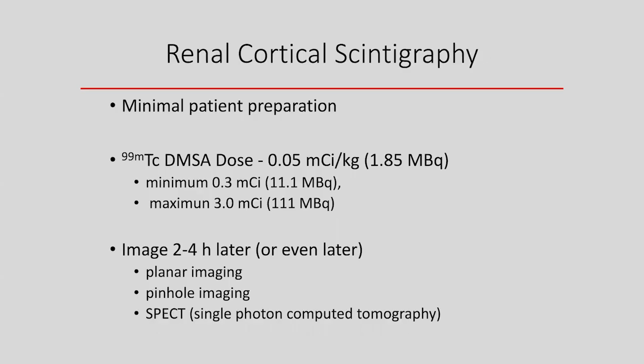There is minimal or no patient preparation prior to this study. The dose of DMSA is 0.05 millicuries per kilogram, or 1.85 megabecquerels, with minimum and maximum doses shown there. After the injection, imaging takes place between 2 and 4 hours, or even later. Imaging can be performed using planar imaging, pinhole imaging, or SPECT.